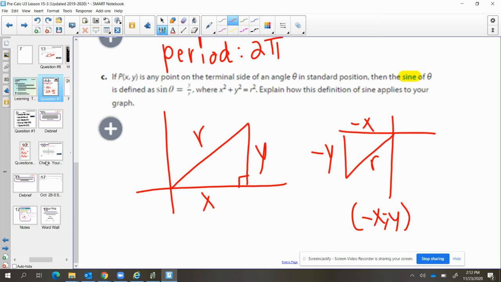Okay. All right, that's basically all I have for you now with lesson 15.3. It's just relating back our problems to the actual trig functions versus this real life situation. And we'll work more with sine, cosine, and tangent in activity 16.